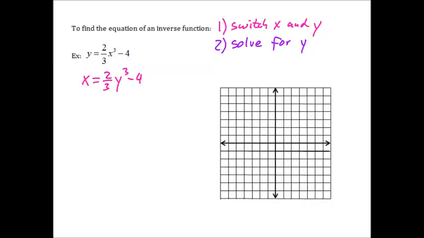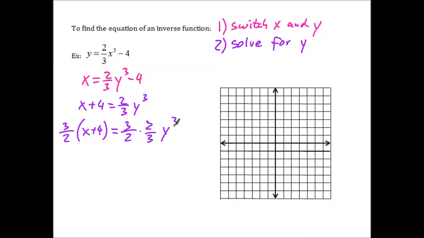And this equation we're now going to solve step by step until we end up having y again all by itself. Okay, so let's add 4. We get x plus 4 is equal to 2/3 y cubed. Next, we want to get rid of our fraction, so that means we have to multiply both sides by the reciprocal, which will give us 3/2 times x plus 4 is equal to 3/2 times 2/3 y cubed. On the right, the two fractions are going to cancel each other out. We're left with only y cubed.